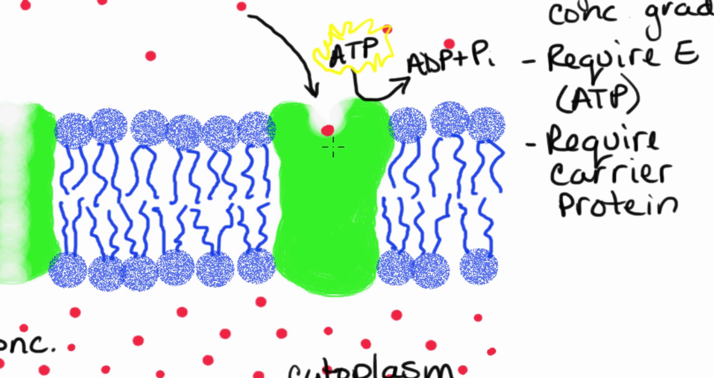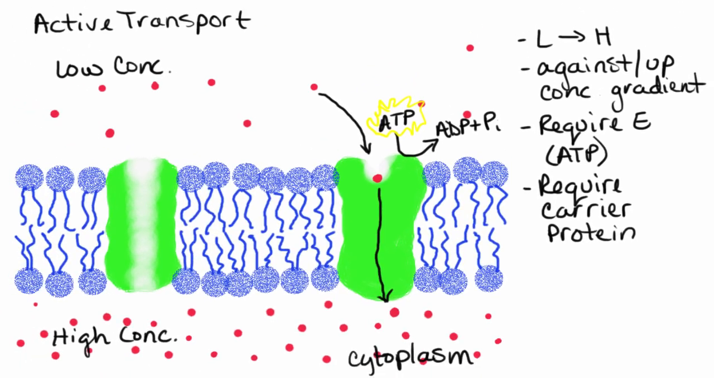When that happens, the carrier protein is going to be able to change shape. That change in shape is going to take that molecule and transport it from the low concentration to the high concentration. So that's what we see just happened here. We used some energy, we used a carrier protein, and we moved this red molecule from the low concentration to the high concentration. Ultimately, what we're doing is building up an even bigger difference in the concentrations on the two sides of the membrane.